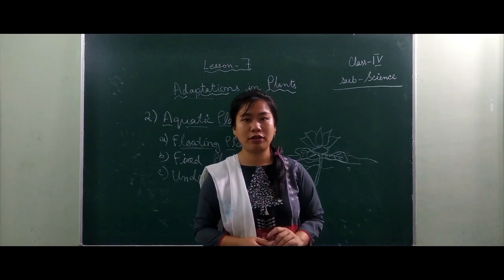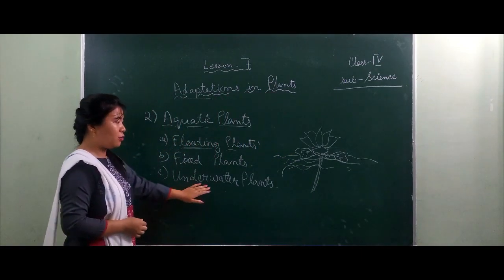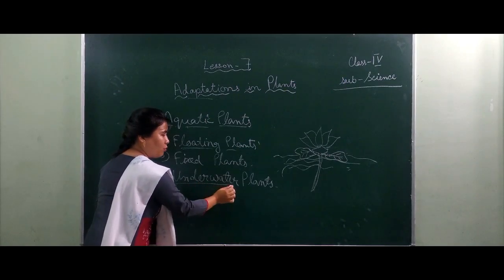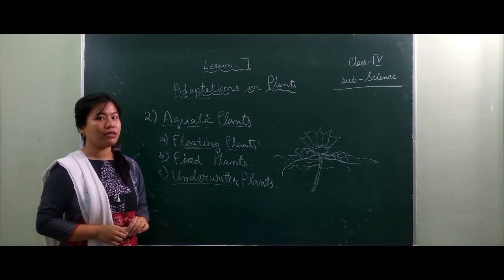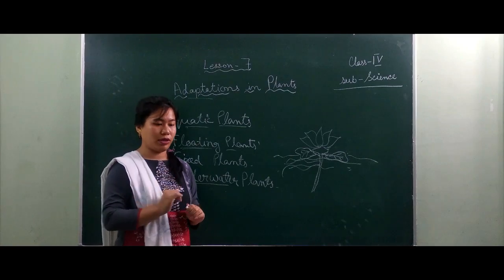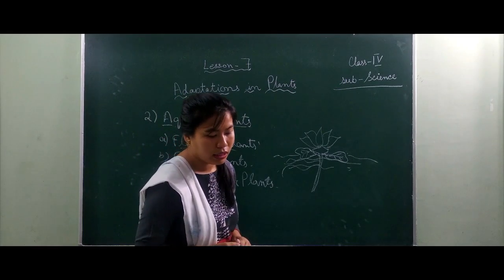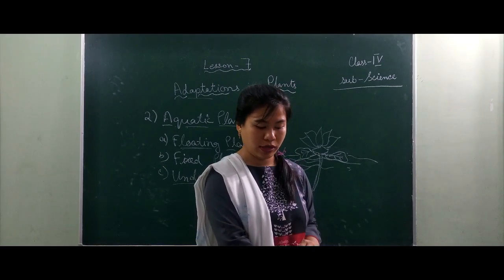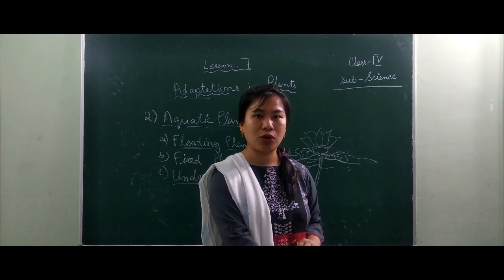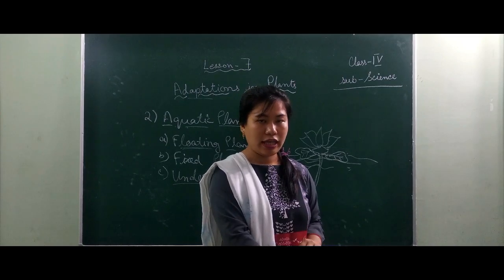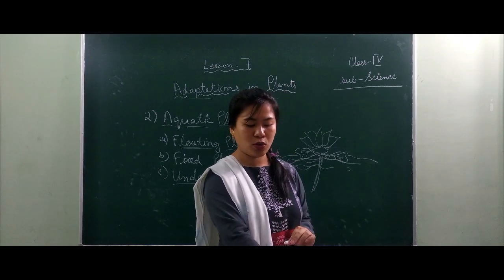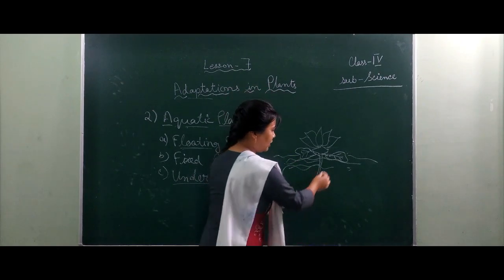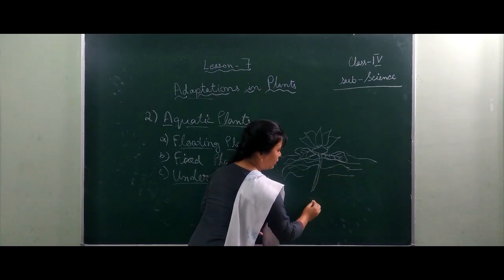Next is underwater plants. We all understand that underwater means the plant which is under the water. For example, hydrilla and tape grass live completely underwater. They are called submerged or underwater plants. They have narrow, thin leaves with no stomata.